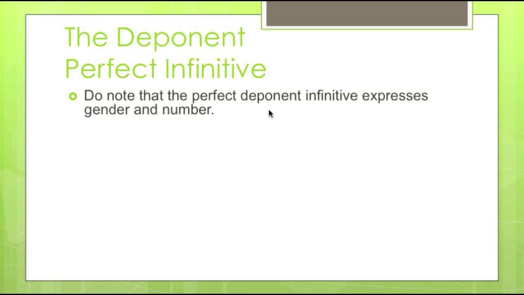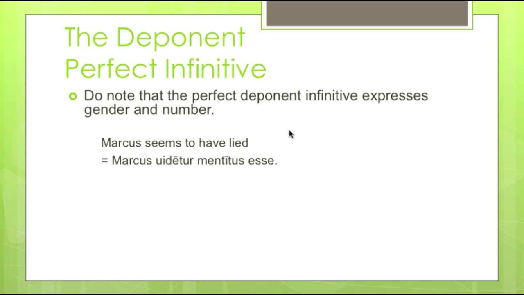Do note that the perfect deponent infinitive expresses gender and number. Let me give you an example. Let's say we want to say Marcus seems to have lied. Well, in Latin, that's going to be Marcus videtur, Marcus seems, videtur means seems, mentitus esse, to have lied.